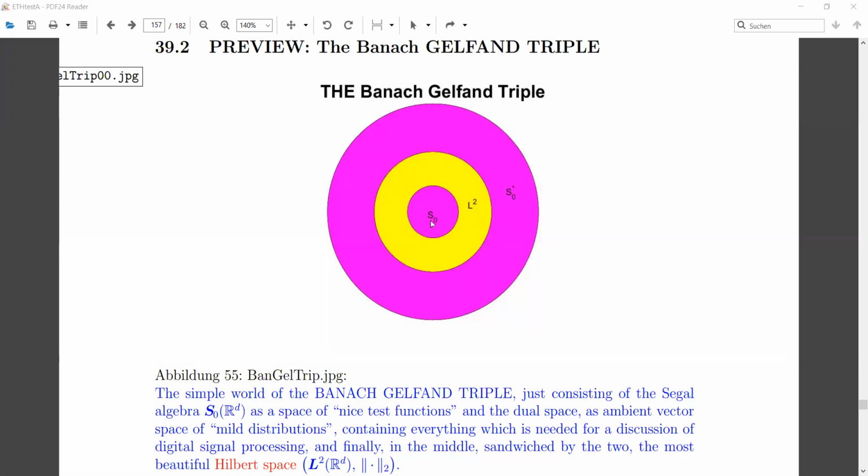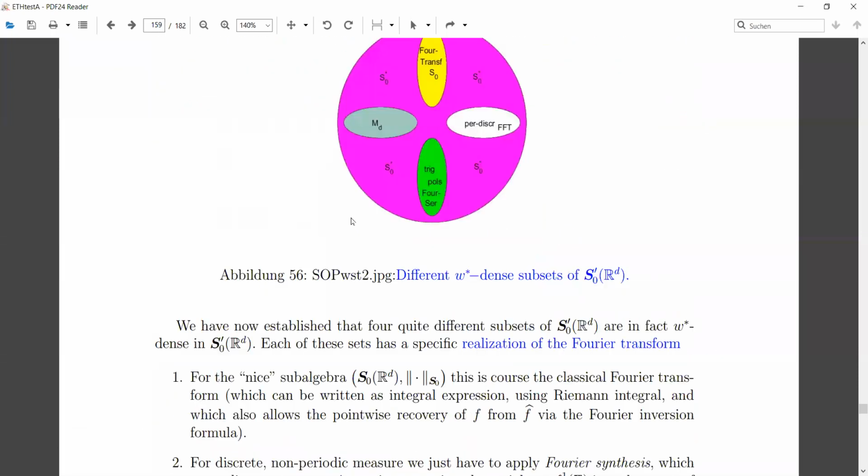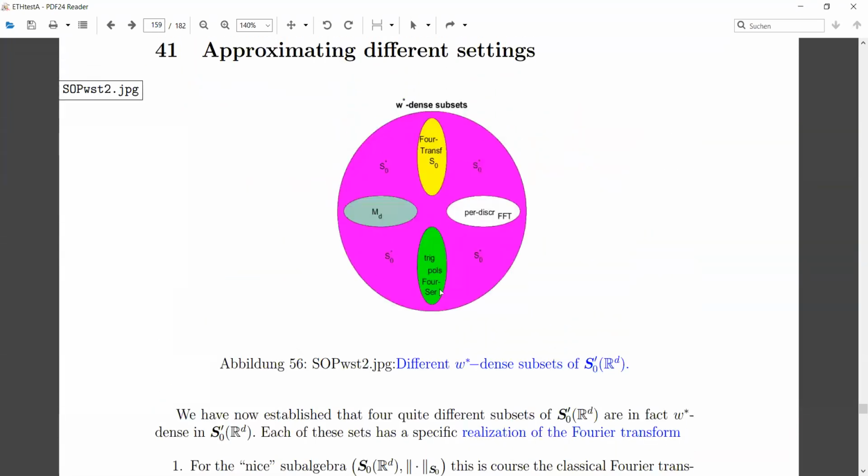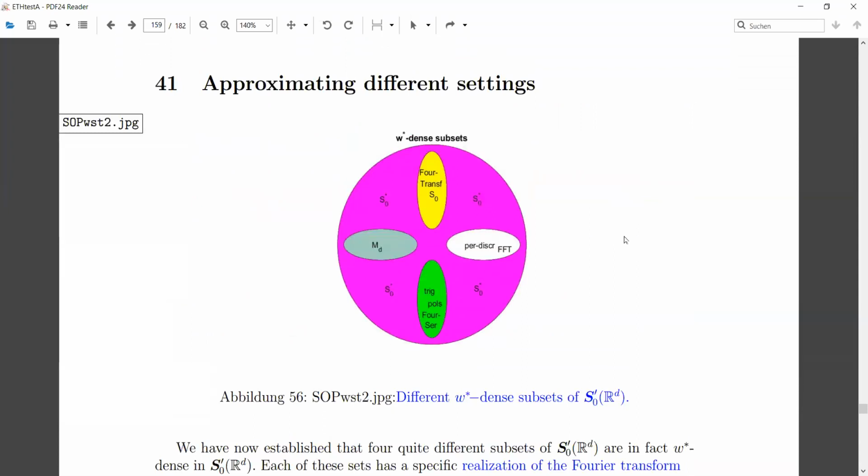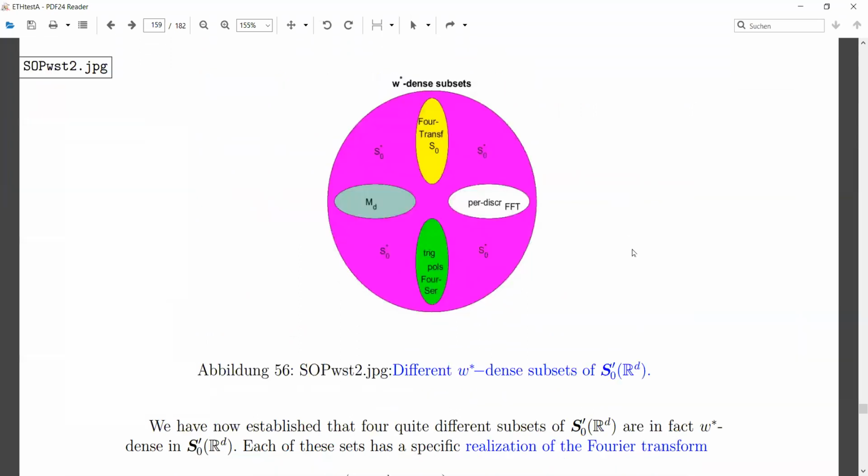Now, the other picture which I produced for this course is this one, where I have to give up my idea of how things are related. I just wanted to show you, we have this universe of all the mild distributions, and of course it contains the bounded measures. In particular, it contains the discrete finite measures. And we have seen that these are linear combinations of Dirac measures. So you put some Diracs at finitely many points, and then you get a finite discrete measure.